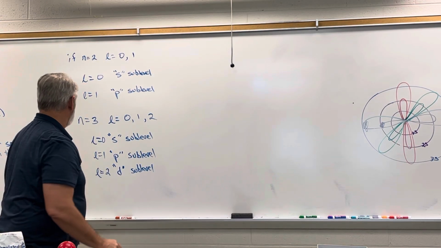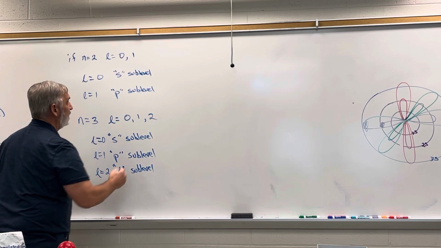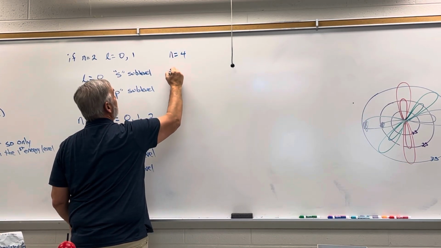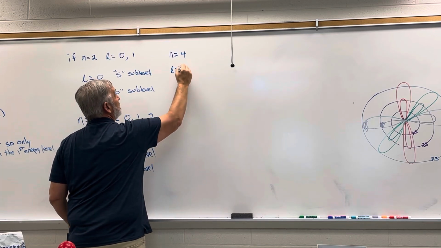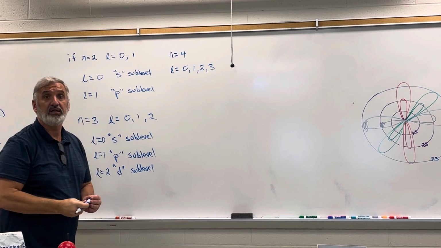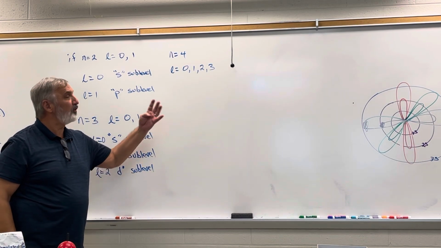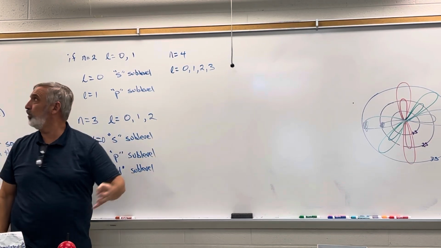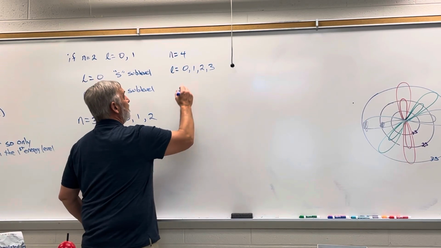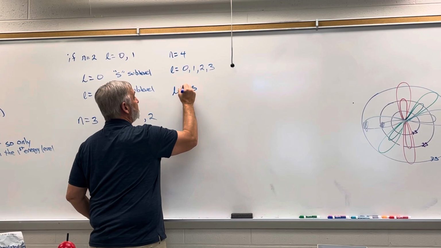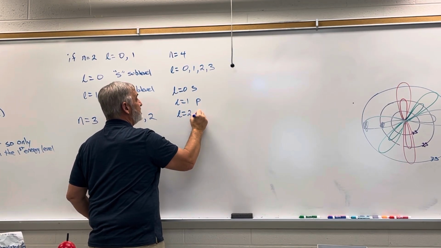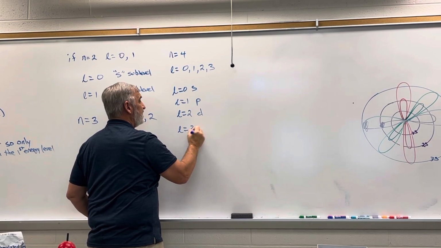Now, n equals 4. N equals 4, we go to the fourth energy level. Now what can L equal? 0, 1, 2, and 3. So on the fourth energy level, we have 4 sublevels. Okay? Well, L equals 0 is an S. L equals 1 is a P. L equals 2 is a D. And L equals 3 is an F.